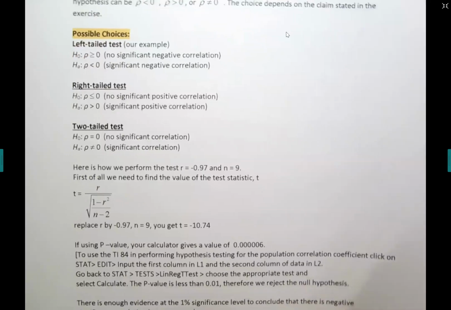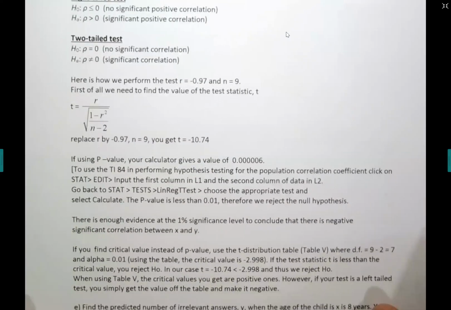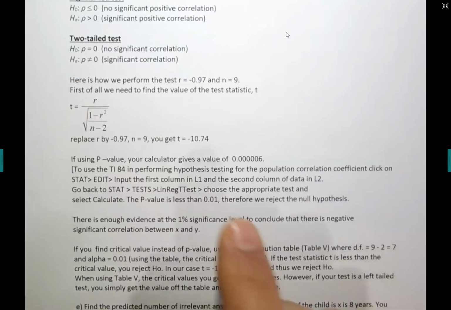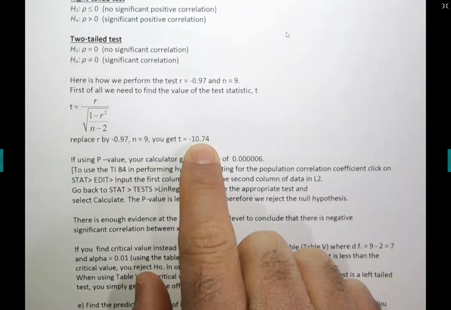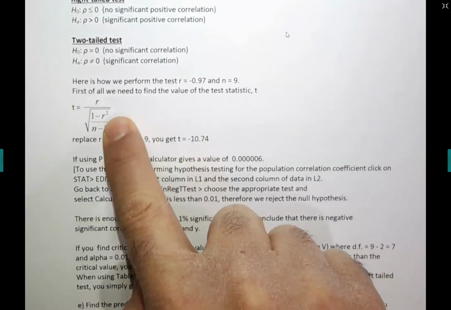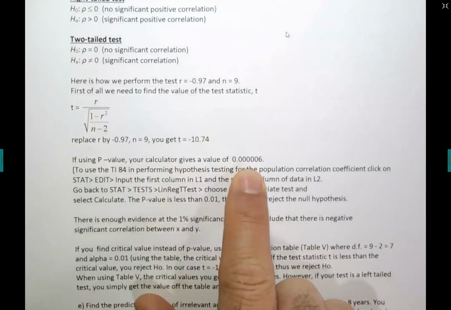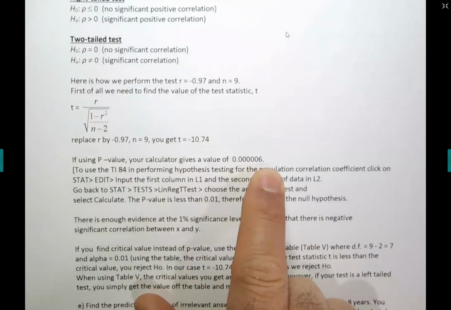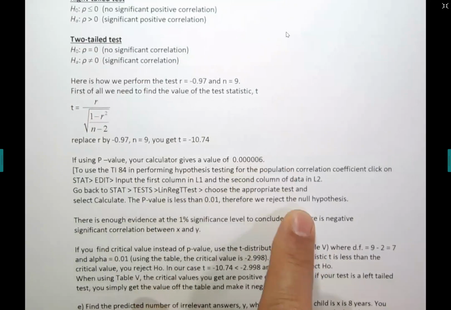We got the test statistic, which was negative 10.74, as you notice. This is the formula to find the test statistic. I'm gonna explain to you in a second. And the p-value, guys, turned out to be 0.00006, as you notice. It was less than alpha. We reject the null hypothesis right here.